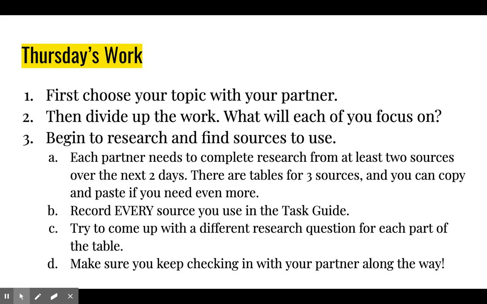You're looking at way too many things to do that. Try to come up with a different research question for each part of the table, each section of your cold case task guide. So think of something that you need to learn more about, then find a source that answers that question. Then come up with a new question and find a new source. Make sure that you're checking in with your partner along the way so that you're not doubling up on things and that you're still headed in the same direction.